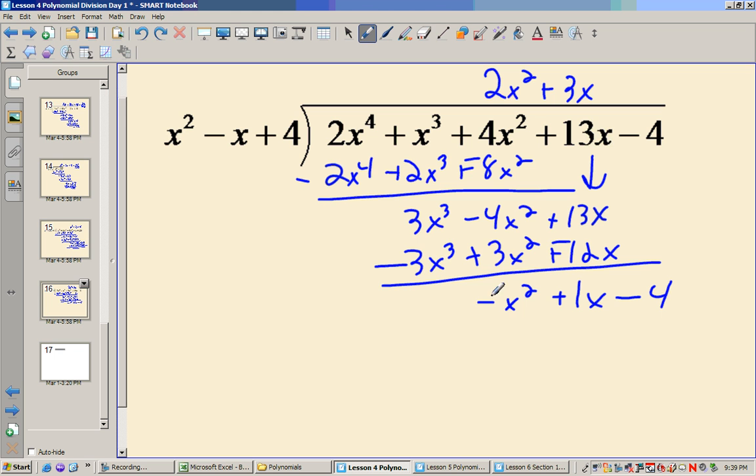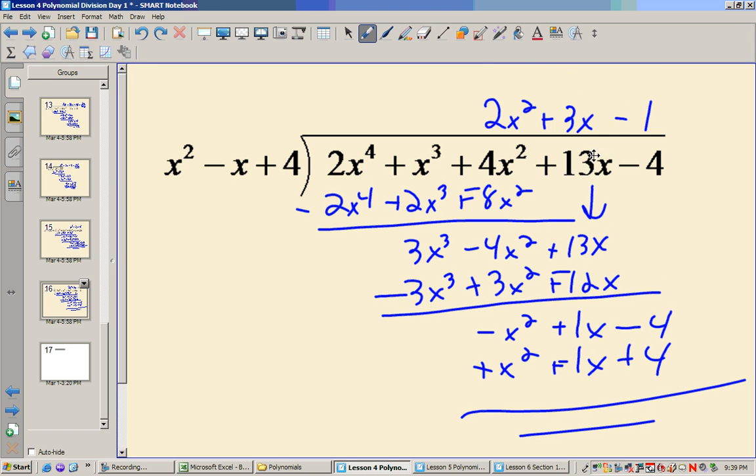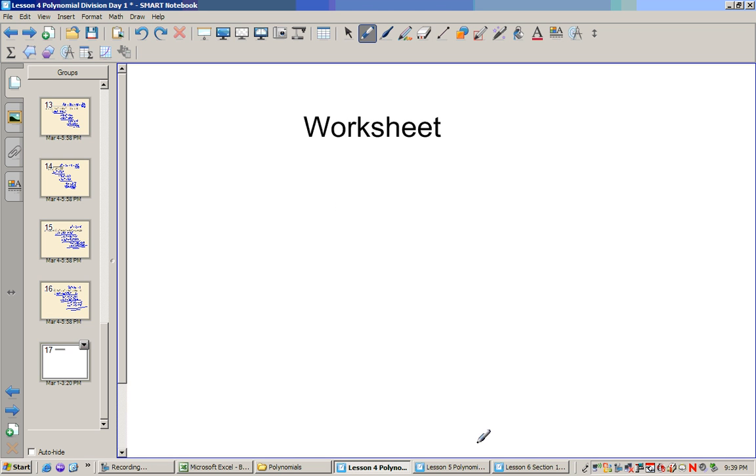And now when we multiply it, this would be a negative 1, leaving negative x squared plus 1x minus 4. Changing the signs will change all those signs, leaving 0. So there's no remainder. All right, there we go.